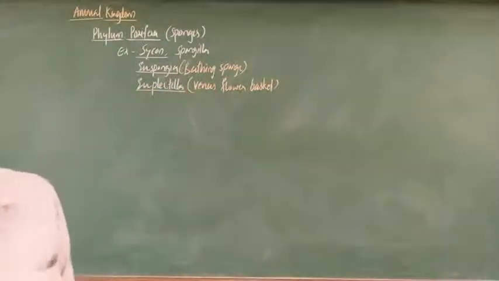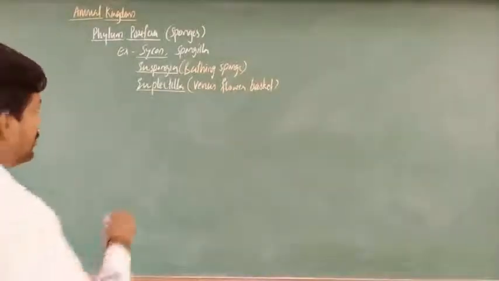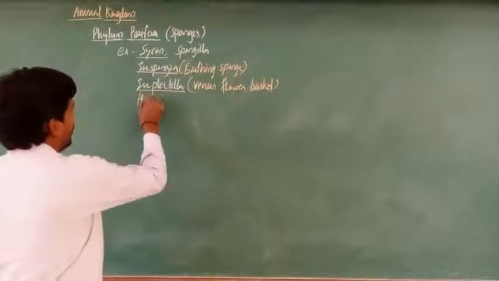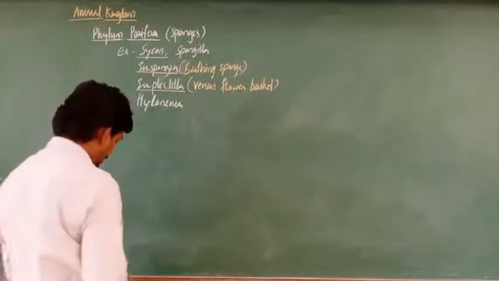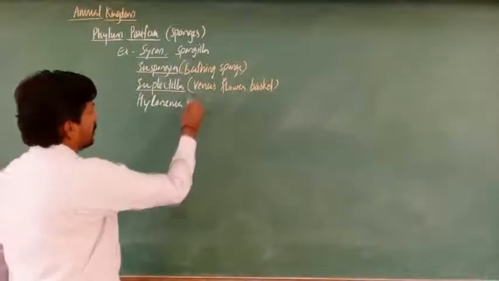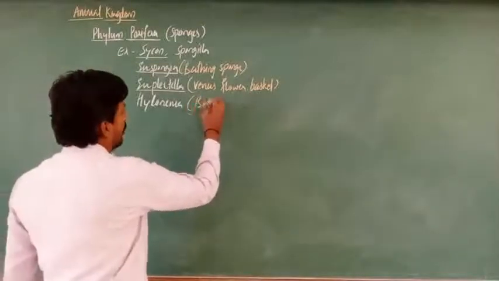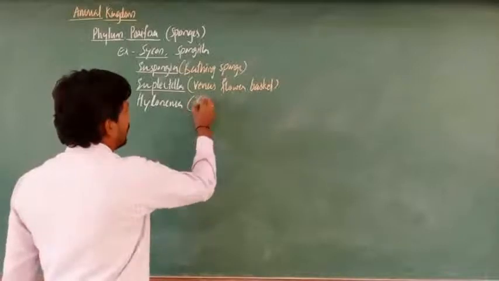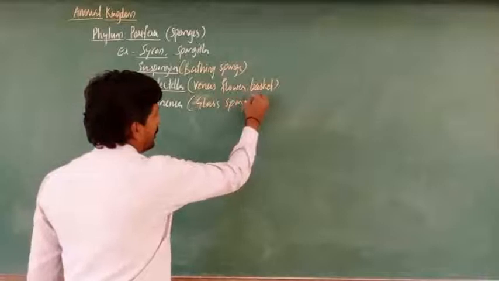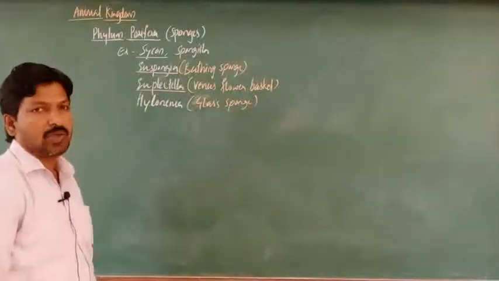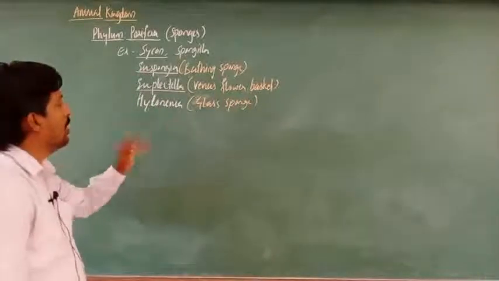And other examples are Hyalonema. Hyalonema is a glass sponge. It appears glassy, hence the name glass sponge for Hyalonema.